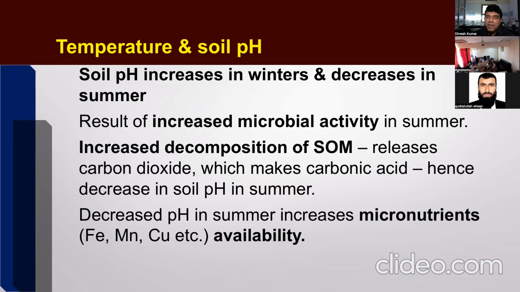And when organic matter decomposes, it releases carbon dioxide, which makes carbonic acid, H2CO3. And this releases hydrogen ions. So therefore, pH decreases in summer and it increases in winter. Decreased pH in summer increases micronutrient availability. You know, if your soil is alkaline, if pH is more than 7.5 or 8, and if you add some acidic material in the soil, the micronutrient availability increases.